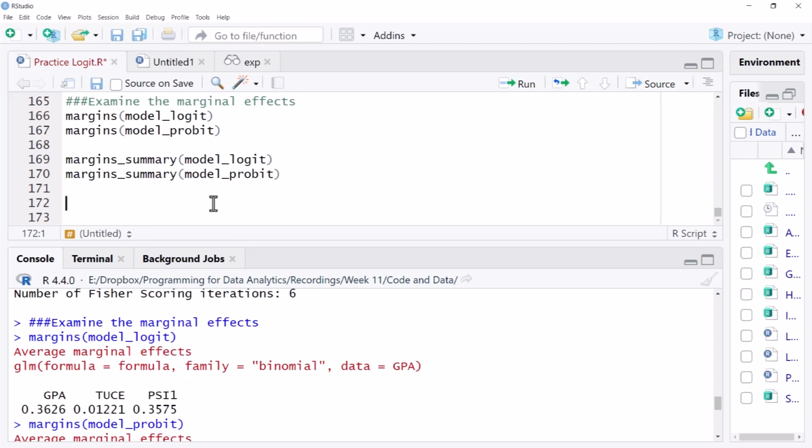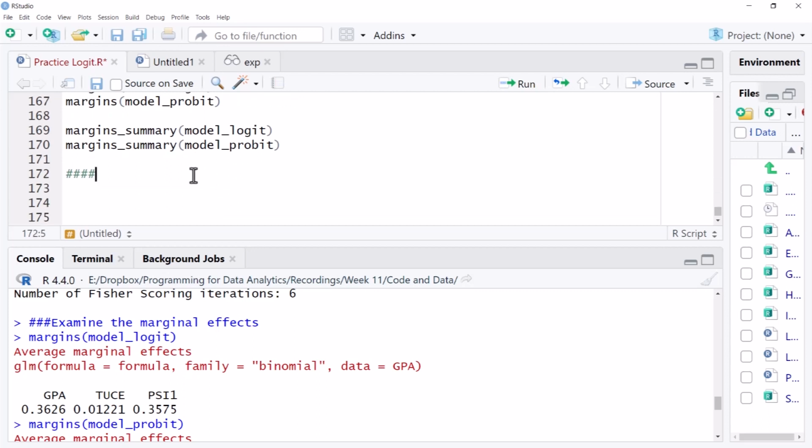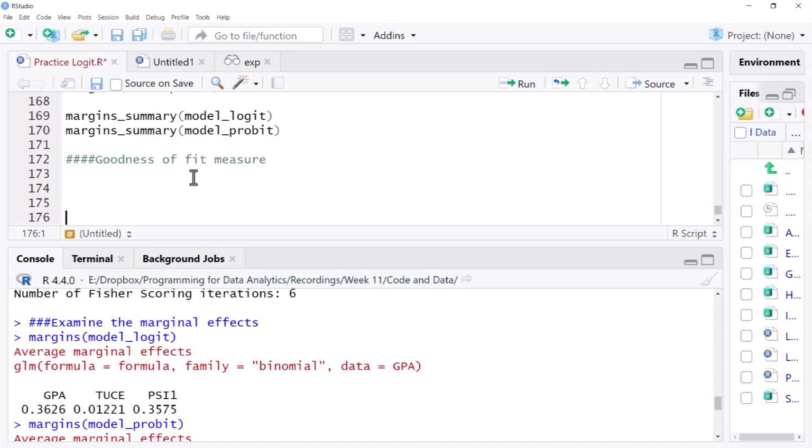In this video, we'll examine the goodness of fit measures from the model. First, we'll look at the fitted values, that is, the fitted probabilities, and also compare the model performances. Predominantly, there are two goodness of fit measures that we tend to look at: one is log likelihood and the other is pseudo R square. Later on, we'll see something called count R square, which is a measure of how good the prediction is.